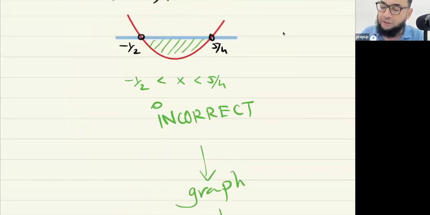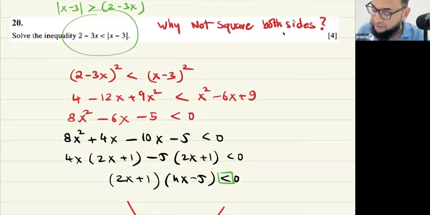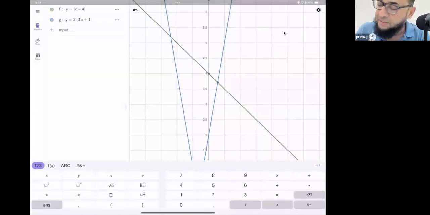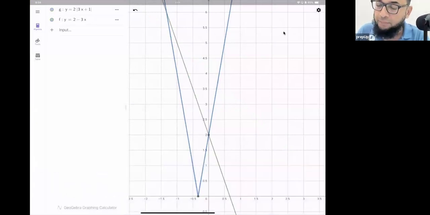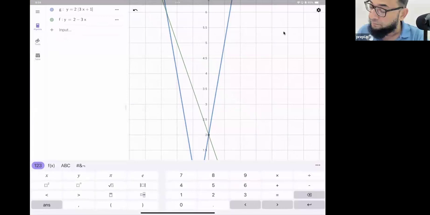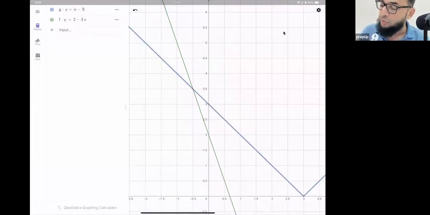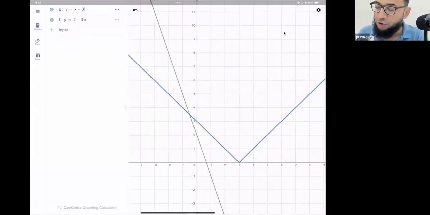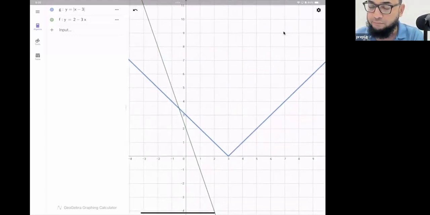In order to do that, let me write 2 minus 3x and x minus 3. So over here, let me write 2 minus 3x. This is 2 minus 3x, that's drawn. And the other one, let me just remove this, is x minus 3. So now let's look at this. How many points of intersection do you see? You see only one point of intersection.